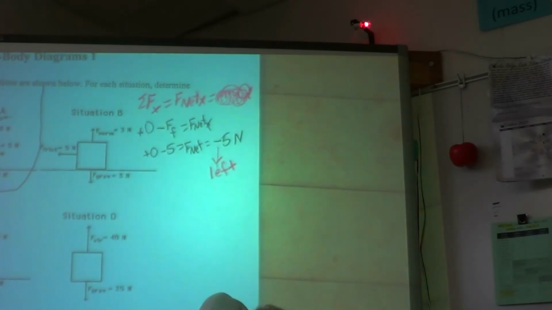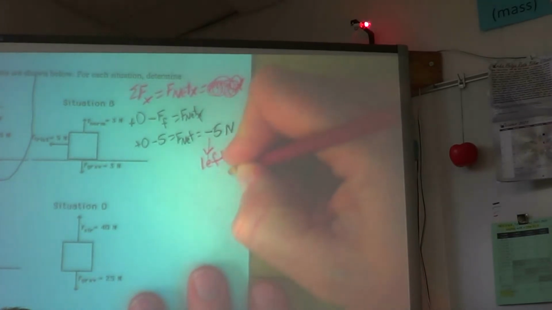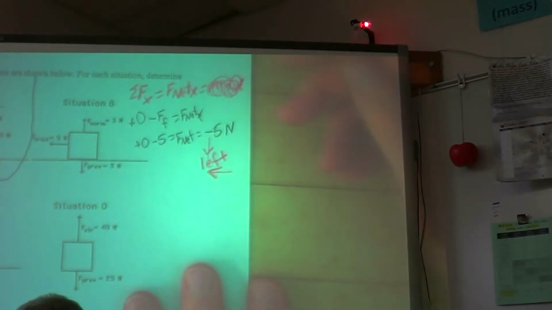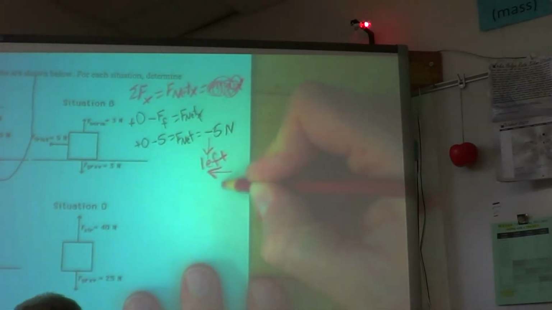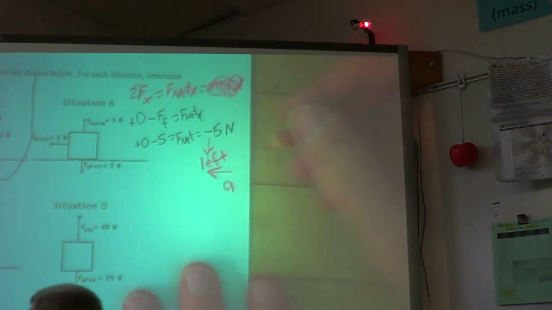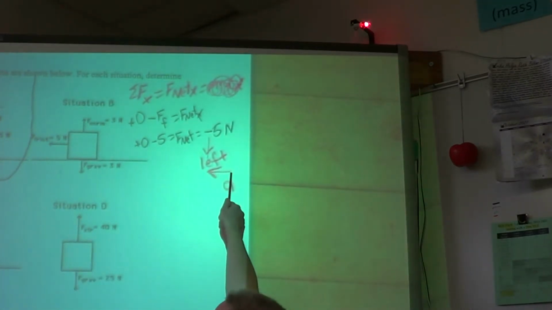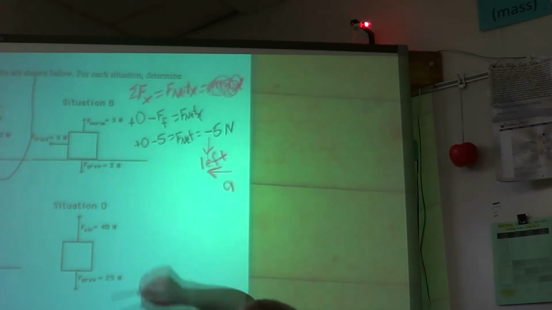Now it doesn't tell me and doesn't ask for this, but just for the record, it's telling me my F net is going to be to the left, right? My acceleration is always in the same direction. So if my F net is to the left, my acceleration is also going to be to the left. They're always pointing the same direction.